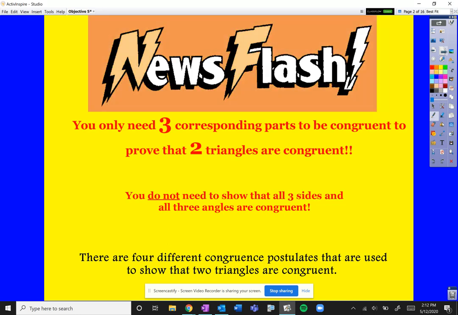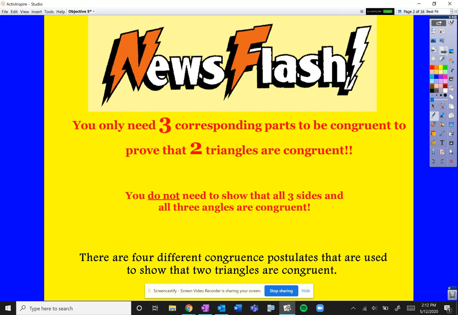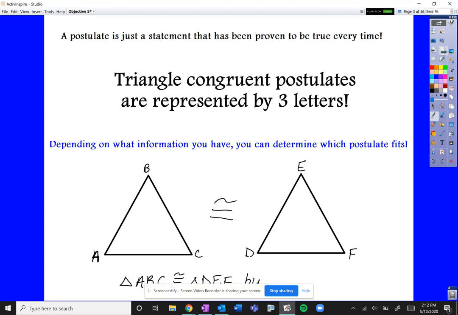And there are 4 different what we call congruence postulates that are used to show that triangles are congruent. And we're going to talk about those 4 things. What is a postulate? It's kind of like a theorem, if we know that word. So a postulate is just a statement that has been proven to work and be true every time. Triangle congruence postulates are represented by 3 letters. So it's going to be like an acronym. You're going to see 3 letters, and that's how we signify which postulate we're talking about. So depending on what information you have, that's going to tell you which postulate fits.